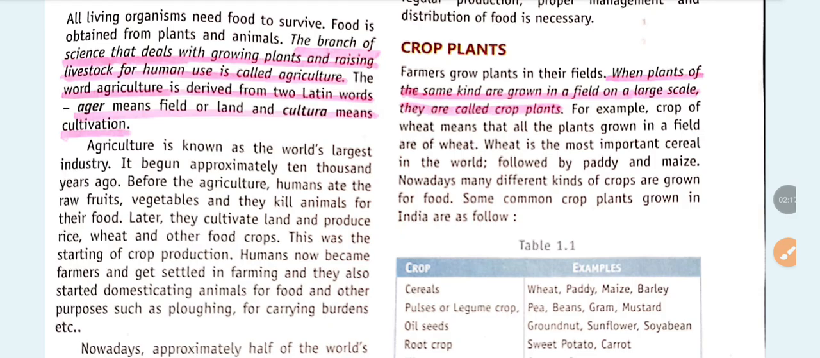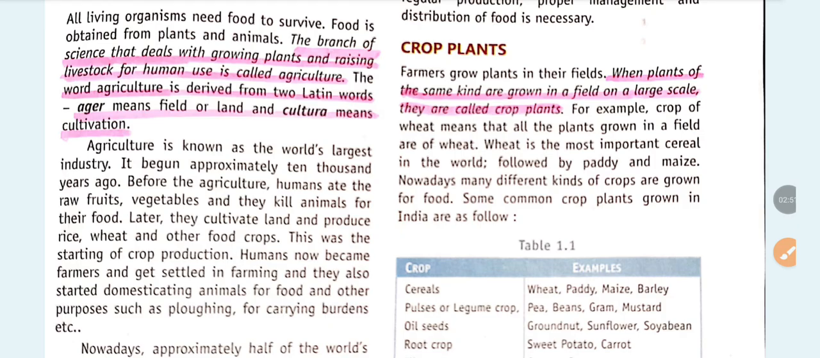So many long time before. Before agriculture, what did humans eat for survival? Well, they ate raw fruits, vegetables, and they killed animals for their food. Small animals like deer, rabbits, and such things. Then they cultivated land and produced rice, wheat, and other food crops. This was the starting of crop production.